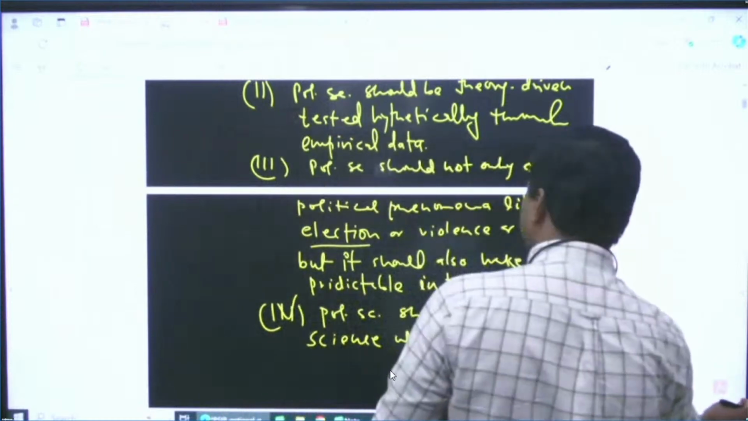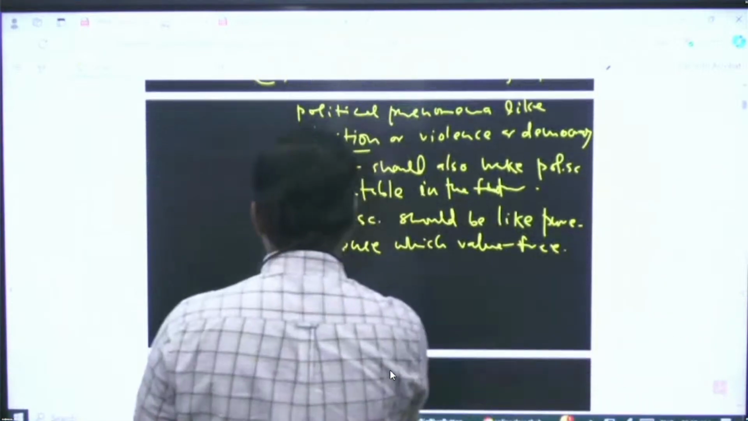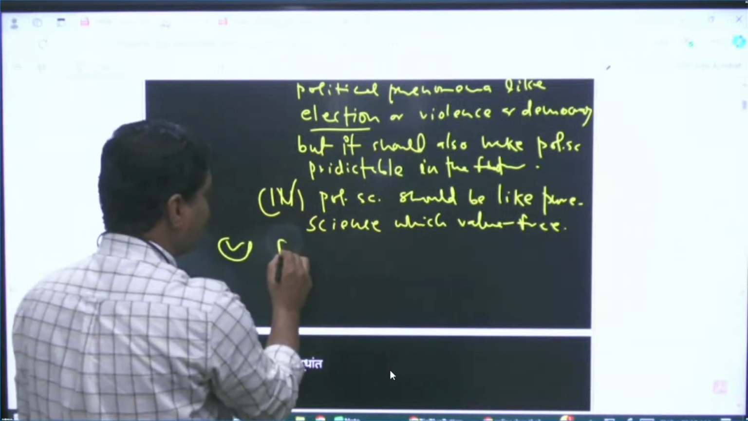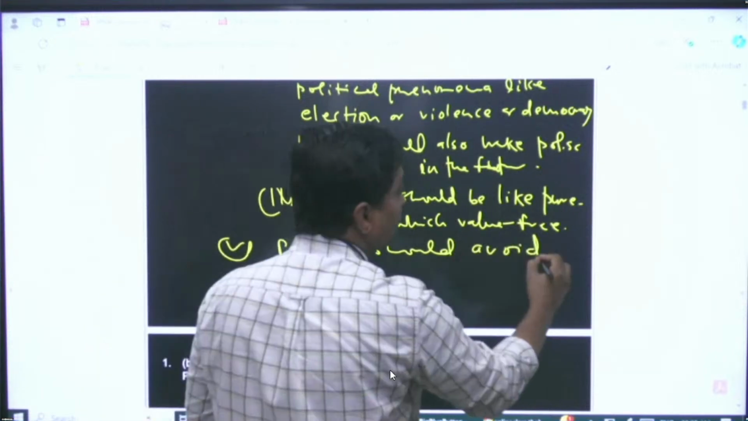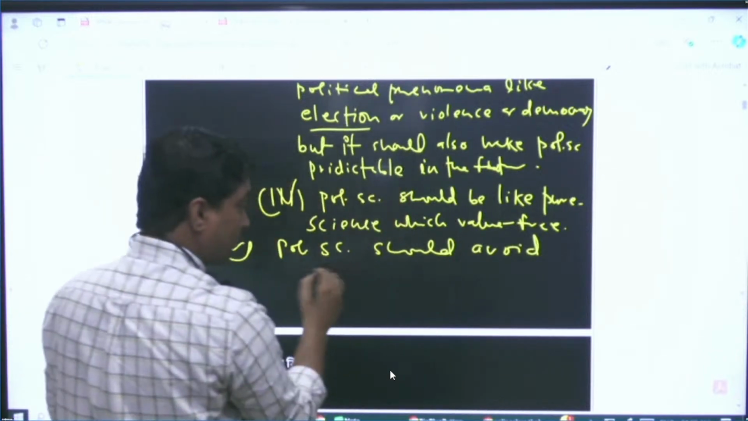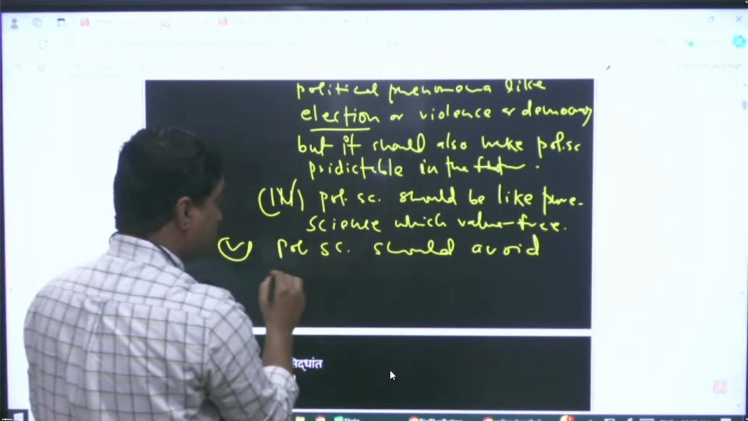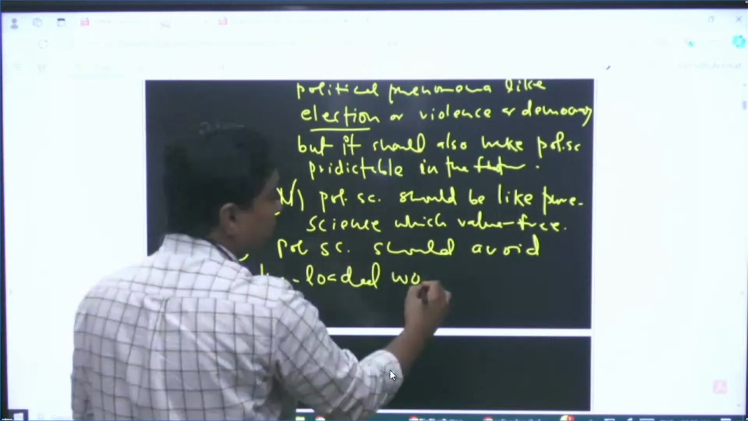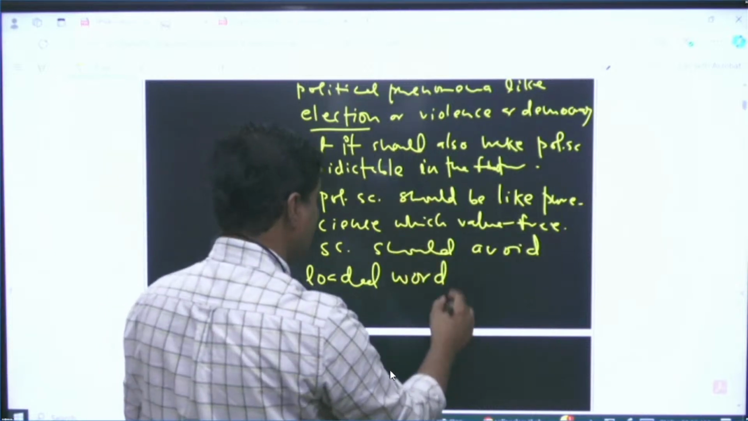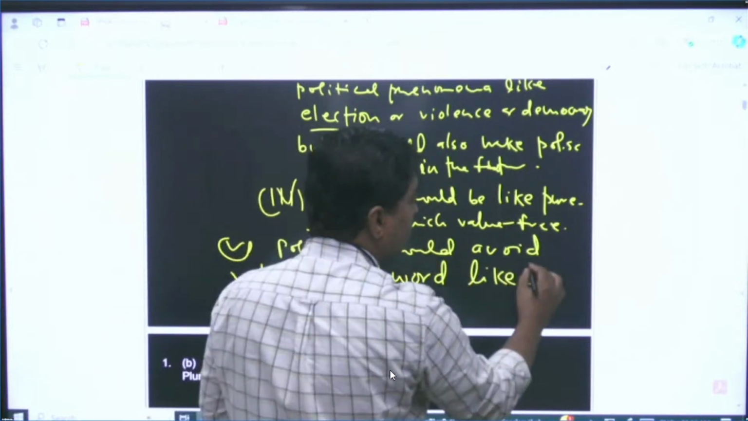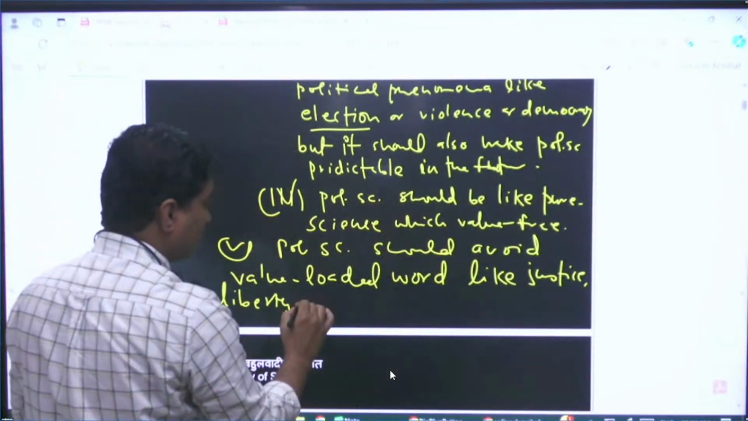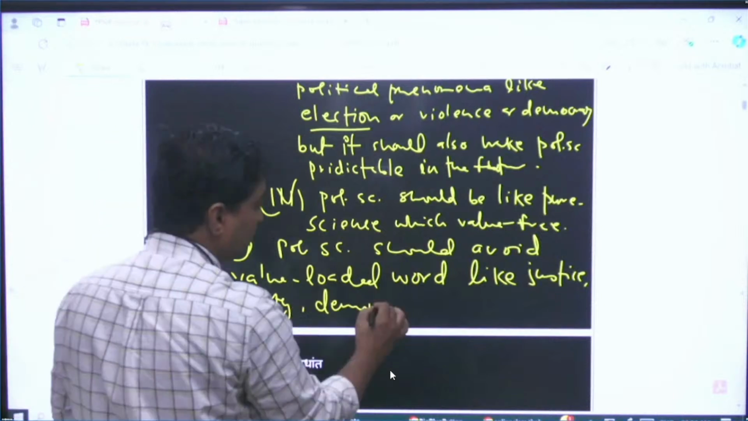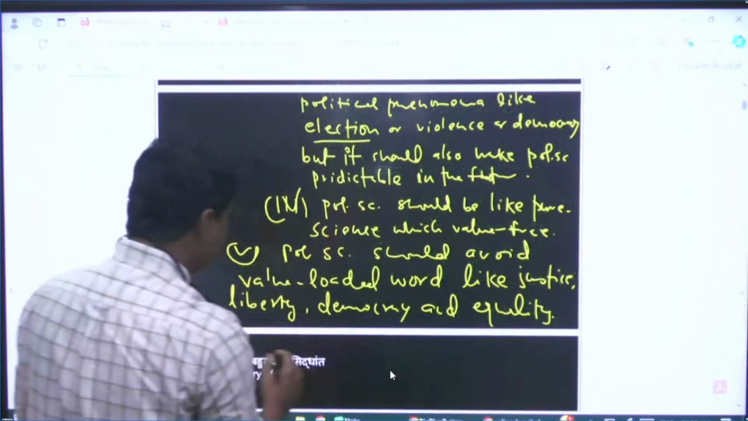Now the fifth feature was that political science should avoid value loaded words like justice, liberty, democracy, and equality. Now how can we do that?